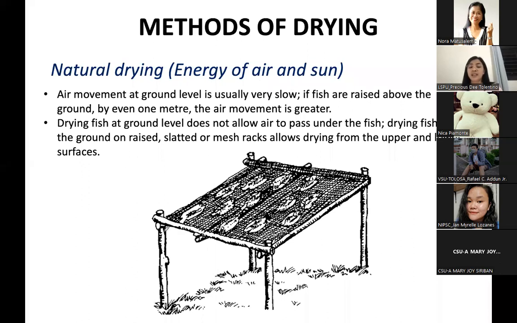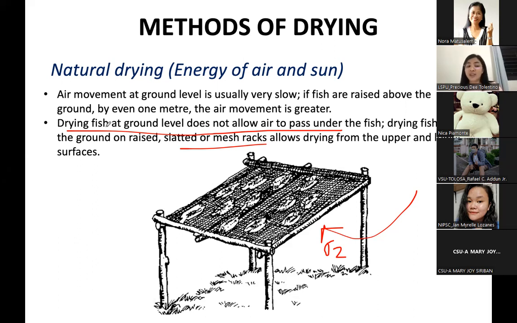So ito yung pinaka-ideal. It should be elevated so that merong air movement dito sa baba, air movement dito sa taas. And of course, you are utilizing the power of the sun in order to dry it. So drying fish at ground level does not allow air to pass under the fish. That's why it is better to elevate it and use slatted or mesh racks para makatulo din yung tubig and also to allow entry of the air. Drying from the upper and lower surfaces. So ayan siya.